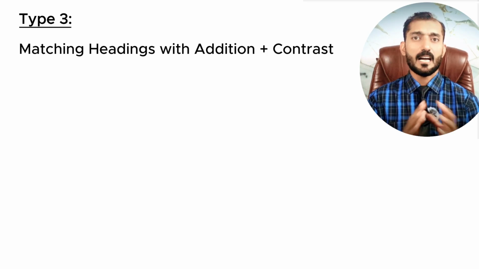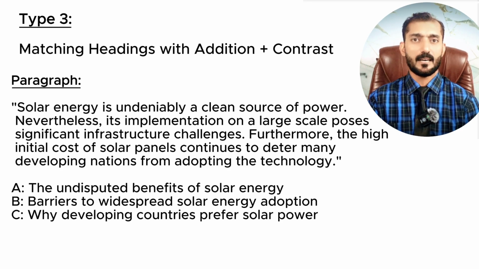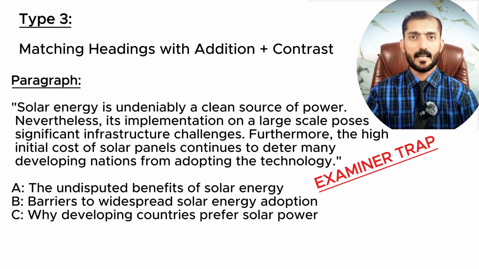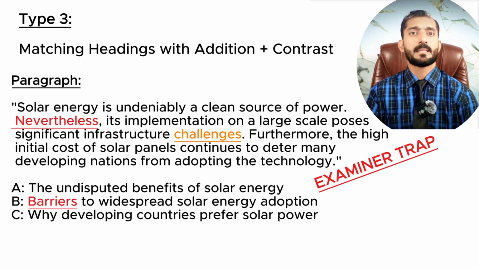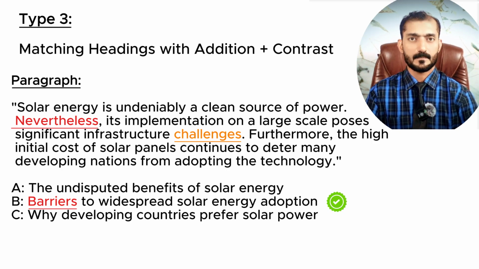Now let's reveal how linking devices can make or break your matching heading questions. Look at the following paragraph's beginning and three heading options. Option A matches the first sentence, but the paragraph's main focus is introduced by the linking device. Nevertheless, the barriers as paraphrasing of challenges here. In heading matching questions, the dominant topic comes after the contrast word. So option B is correct here.